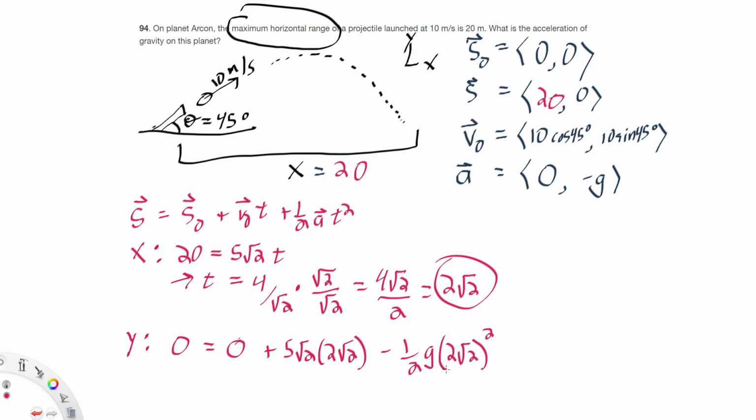We'll do some quick simplification. 5 square root of 2 times 2 square root of 2 is 10 times 2, or 20. And then 2 square root of 2 quantity squared is 4, 2 squared, 4, square root of 2 squared, which is 2. So it's 8. So we have 8 over 2, which is 4 times g, so minus 4g. So 0 equals 20 minus 4g. In other words, g is 5.